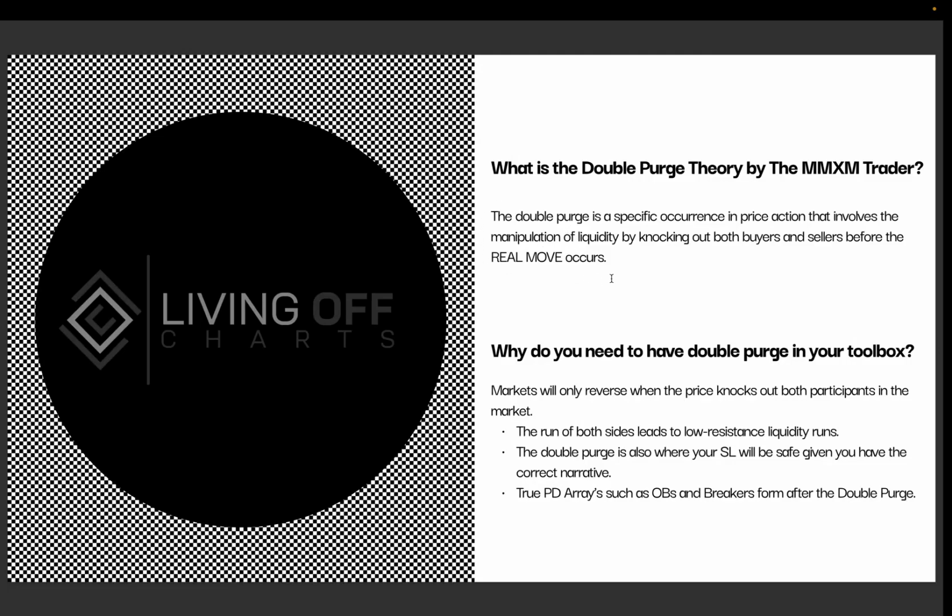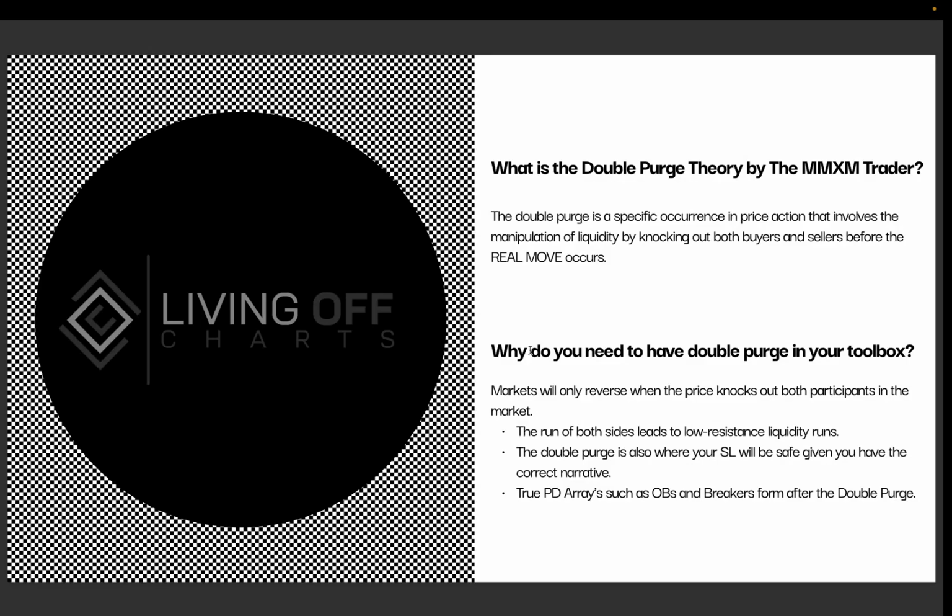Now, just take this statement in and think on it for yourself, how important this is. Now, why do you need to have the double purge in your toolbox? Markets will only reverse when price knocks out both participants in the market. The run of both sides leads to low resistance liquidity runs. It's also where you're going to place your stop loss, given you have the correct narrative.